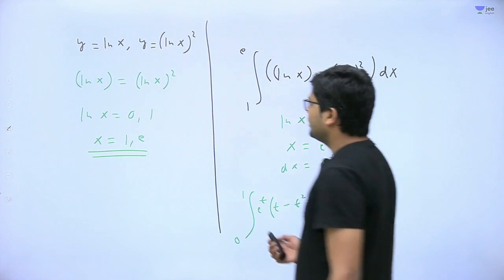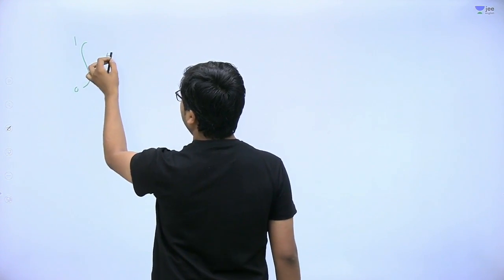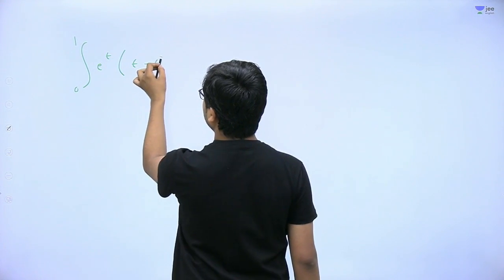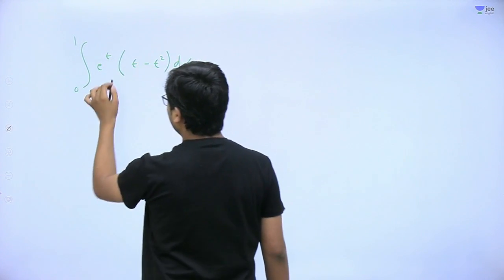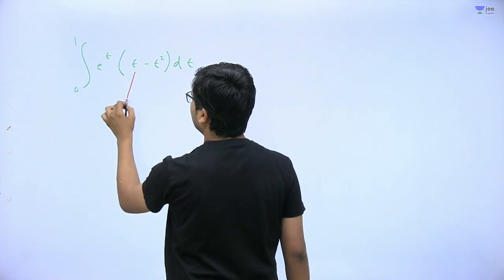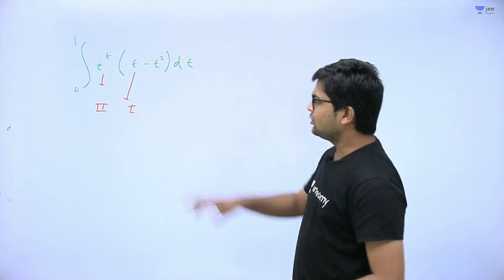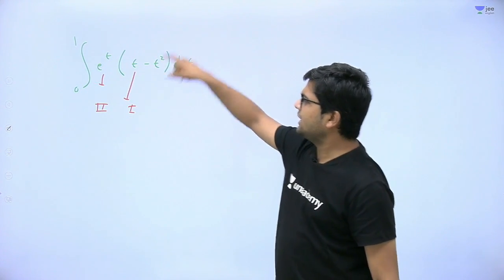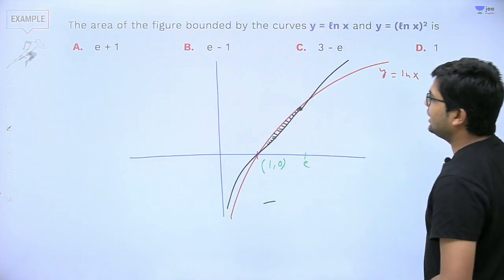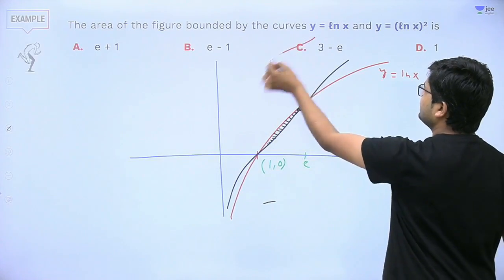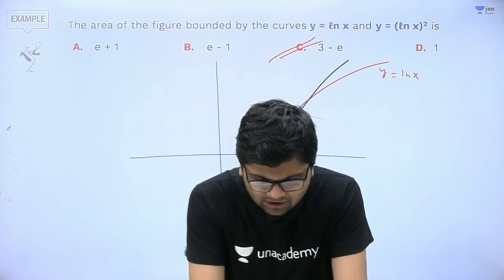Getting my point? So the final integral that I need to solve will be from 0 to 1 of e to the power t into (t minus t square) dt. I hope everybody can solve it. I am giving you just this hint: take this as the first function and this as the second function. It will solve very easily, because I want to differentiate this function and integrate that function. Getting my point? Yes or no? And the answer will come out to be 3 minus e.